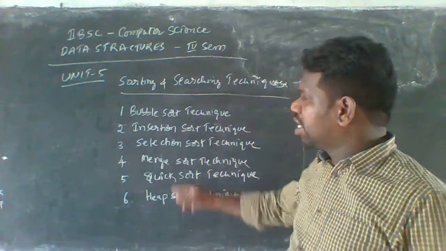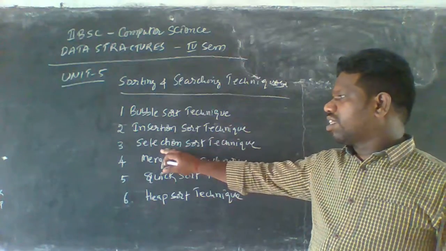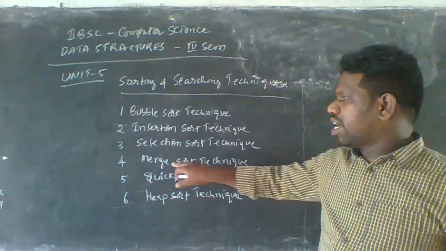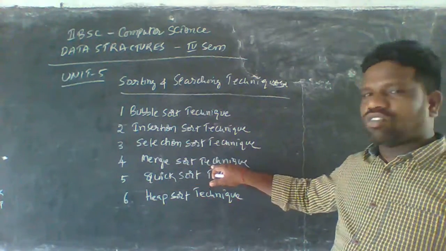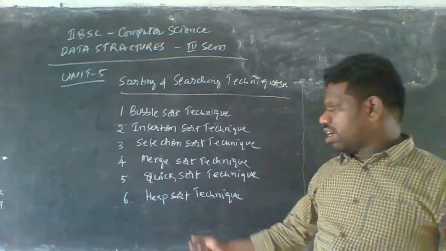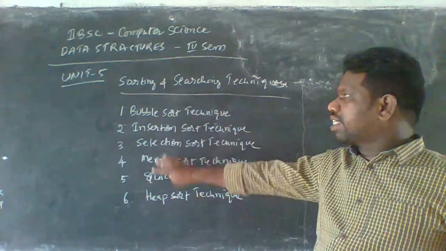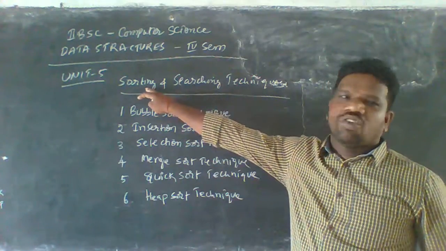That is, the bubble sort technique, the insertion sort technique, the third one is the selection sort technique, the fourth one is the merge sort technique, the fifth one is the quick sort technique, and the sixth one is the heap sort technique. These six types belong only to the sorting techniques.